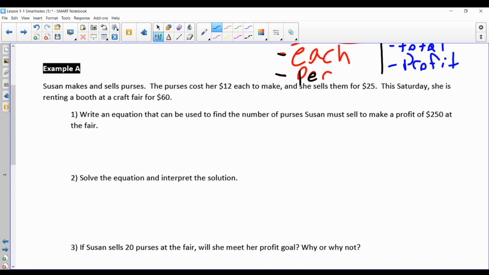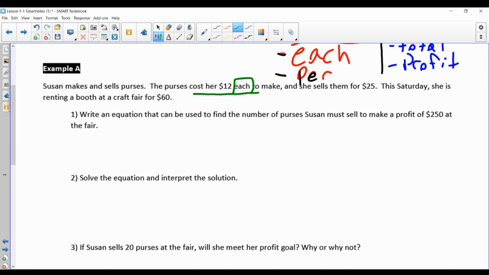So there's a lot going on there. So for step one, let's break it down. Okay, let's break each problem down first. Let's grab some important information. First off, we know the purses cost her $12 each to make. Okay? And we even see our first keyword, which is each. It costs her $12 each.